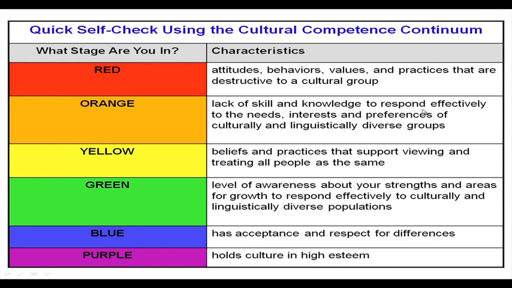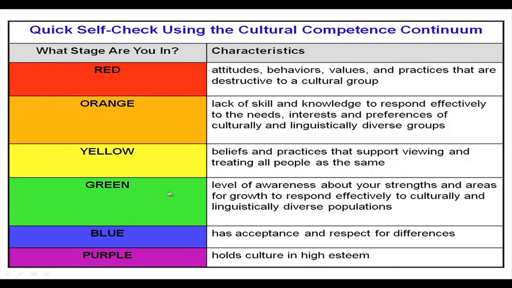You lack the skills and knowledge to respond effectively to the needs, interests and preferences of culturally and linguistically diverse groups. Then when you move on and educate yourself, you will reach a stage that is called yellow. This is a stage where you change your beliefs and practices, and that supports viewing and treating all people the same. Thereafter you start telling others all human beings are equal. There is only one religion, that is humanity. There is only one race, that is humanity. There is only one ethnicity, that is humanity. Then you reach a level that is called green.